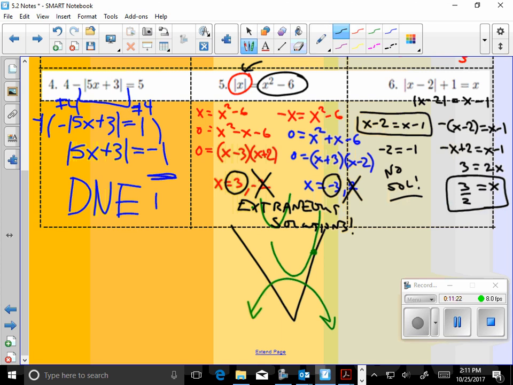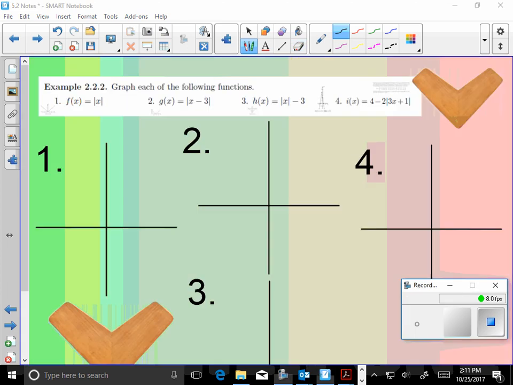Okay, so 3/2 minus 2 is negative 1/2. There we go. Absolute value of negative 1/2 is 1/2. 1/2 plus 1 is 3/2. Works. Okay. So be careful.